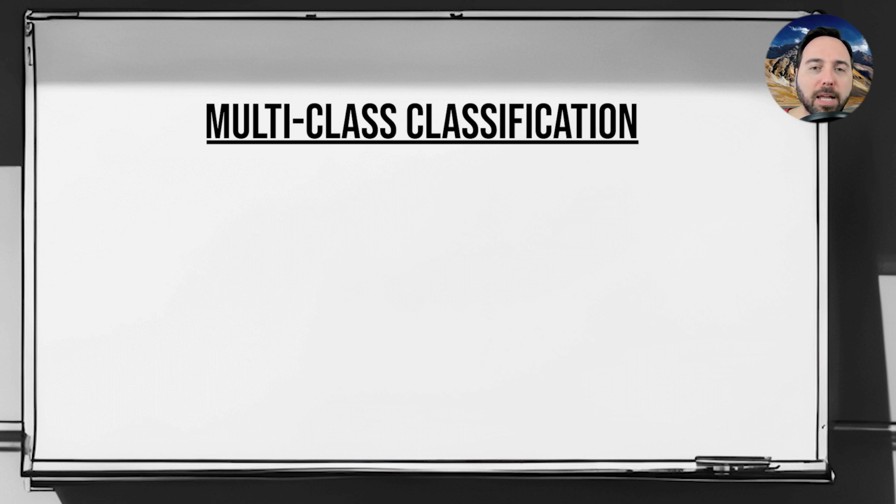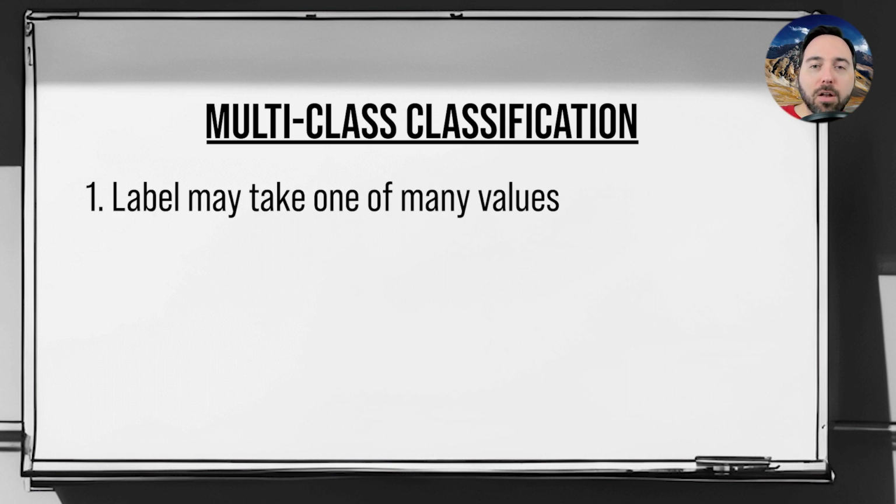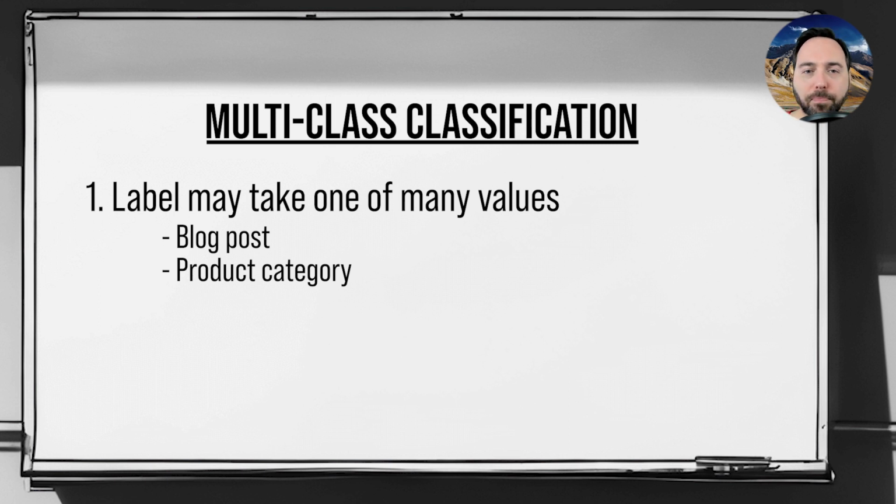The first meaning is our label may take on one of a series of values. So let me give you a few examples of this. One common example is choosing the category of a blog post based on the text. This blog post belongs in humor, this one in news, this one in science fiction. Another common example is choosing a product category when you're listing a product in a marketplace. My product is a cell phone case, so I can classify it in the cell phone cases and accessories category.